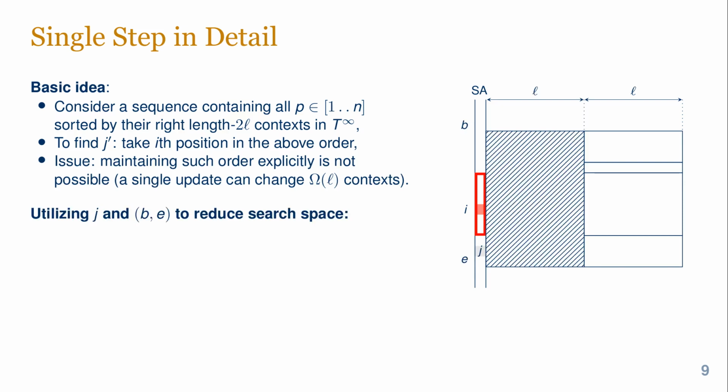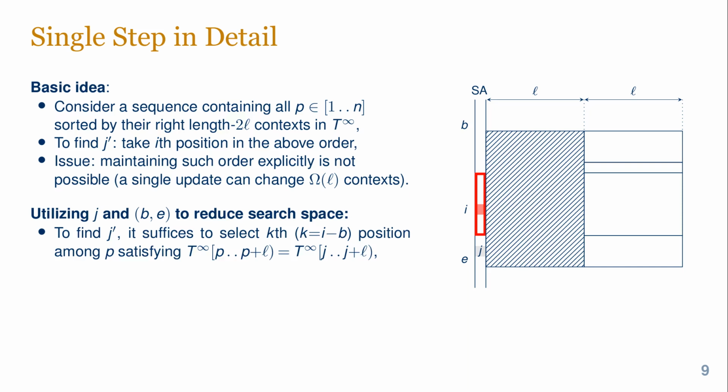For a more efficient solution, observe that in the above algorithm, we can significantly narrow down the search if we utilize the information we already have from the previous step, namely the values of j and the range boundaries B, E. With that additional information, to find the witness j', we only need to find the kth position among p in the above order that agree on L symbols with our witness j. This will still give us a position j' in the highlighted block of the suffix array.